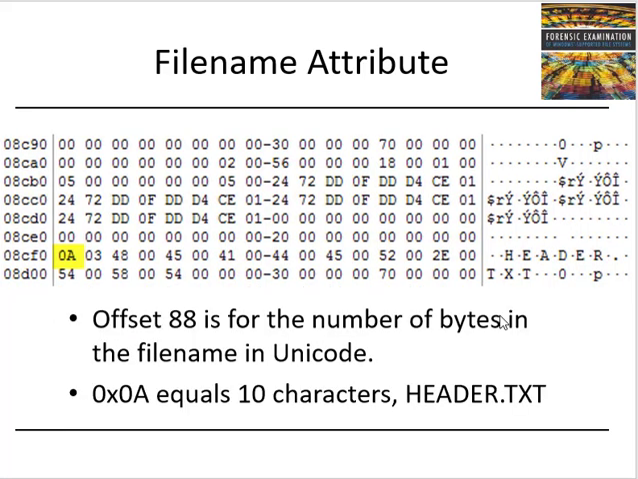And now we actually have our name. This tells us how many characters we have in our name. So offset 88 is the number of bytes in the file name in Unicode. It's telling us we have 10 Unicode characters: HEADER dot. In this case, we actually do count the dot and TXT. So 10 characters.